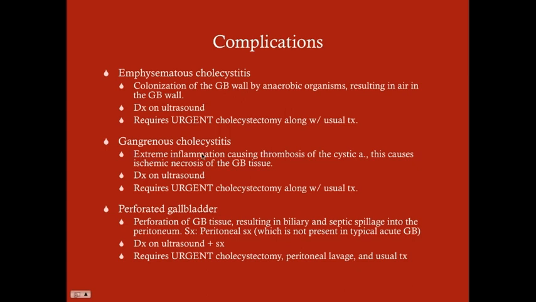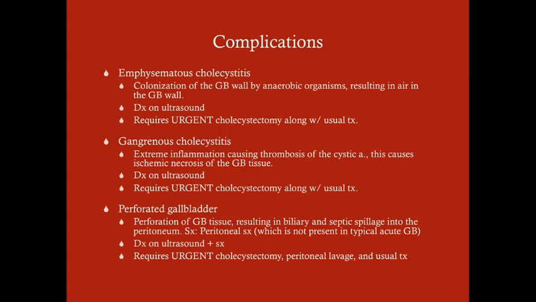Gangrenous cholecystitis, this is extreme inflammation of the gallbladder wall, causing thrombosis of the cystic artery. And when you get thrombosis of the cystic artery, that's going to result in a cutoff of flow and ischemic necrosis of the gallbladder tissue. This is also diagnosed on ultrasound. This will require urgent cholecystectomy along with usual treatment as well.